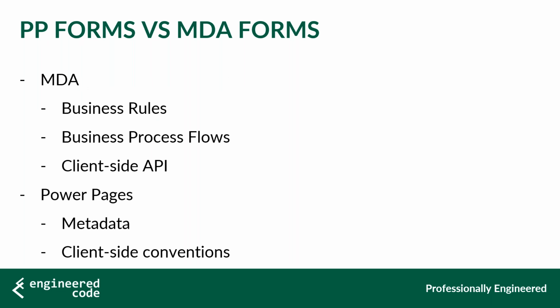I probably wouldn't argue too much if you said some of these maybe account for more than a 20% difference, but here they are. The big two that people probably still complain the most about is that with a model-driven app form, you've got business rules and you've got business process flows. Both of those do not exist in Power Pages. Define all the business rules that you want, unless they're the server-side ones, they're not going to apply at all on Power Pages. So hiding and showing fields, that sort of stuff, no go on Power Pages using business rules.